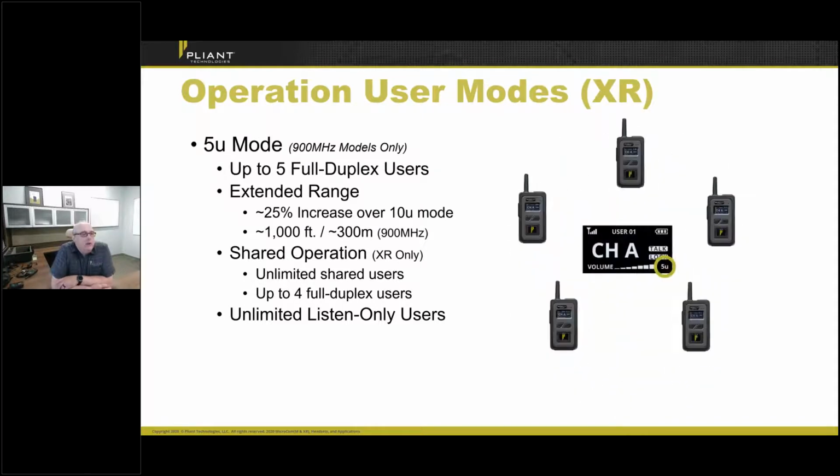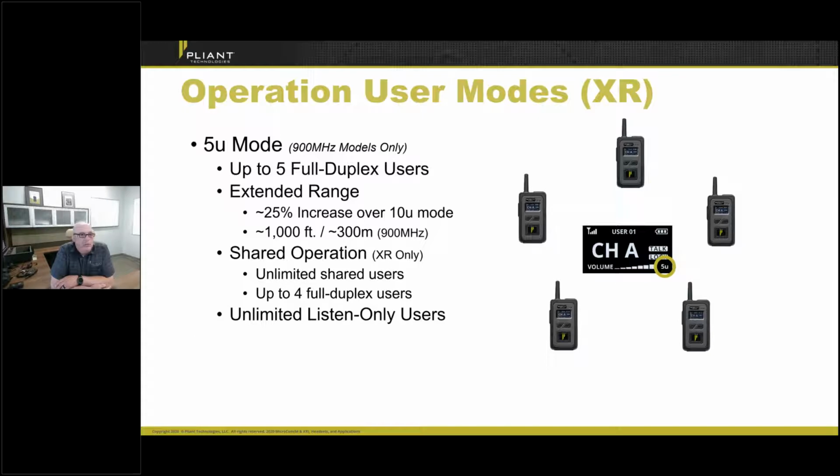So then beyond the 10U mode, we have a 5-user mode. So if you need extended range, because typically the way the system is going to come out of the box, it's going to come in a 10U mode. So give you the maximum number of users, because we feel that's probably the most common need that people are going to need with XR is more users. But we do have this 5-user mode.